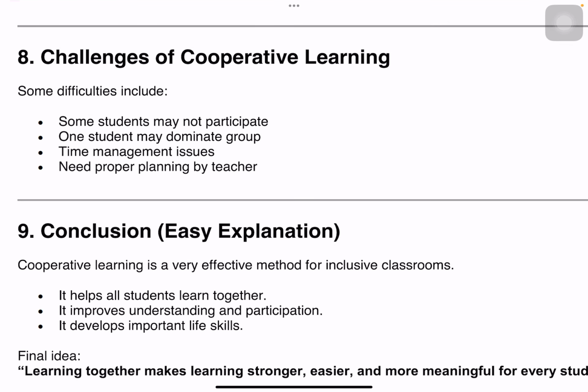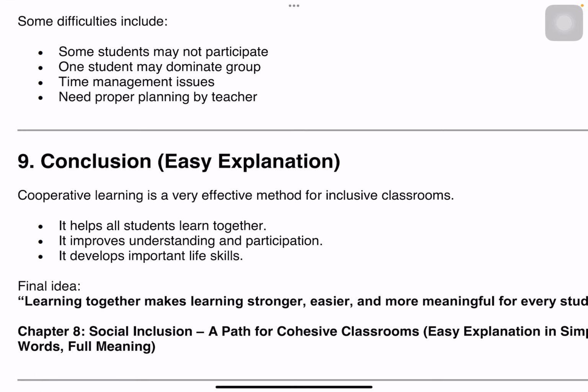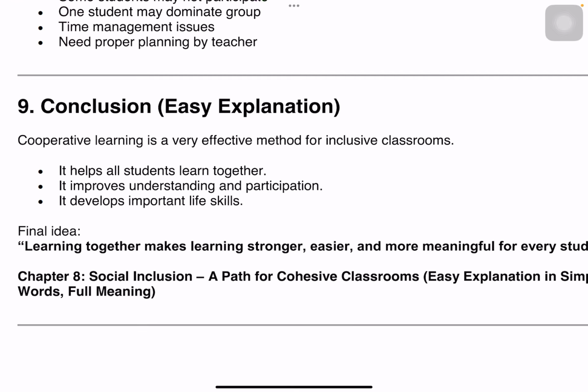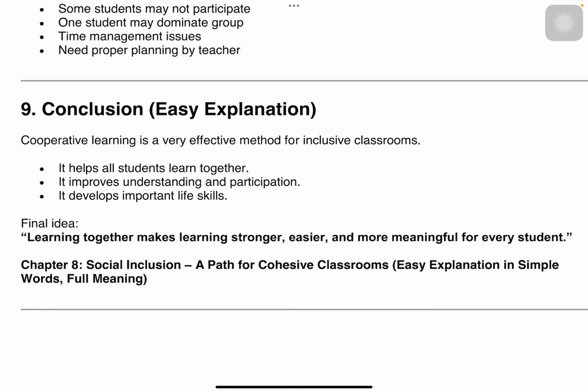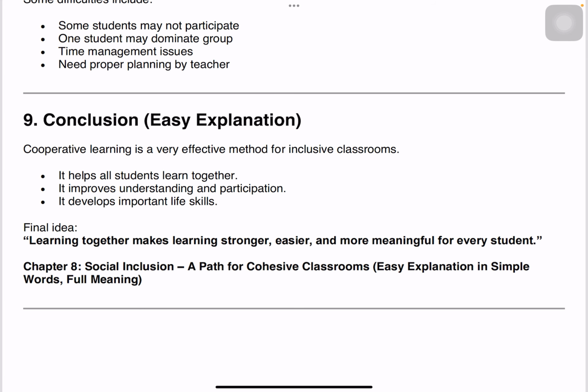Challenges of cooperative learning: some students may not participate, one student may dominate the group, time management issues, need proper planning by teacher. Conclusion: cooperative learning is a very effective method for inclusive classrooms. It helps all students learn together. It improves understanding and participation. It develops important life skills. Final idea: learning together makes learning stronger, easier, and more meaningful for every student.